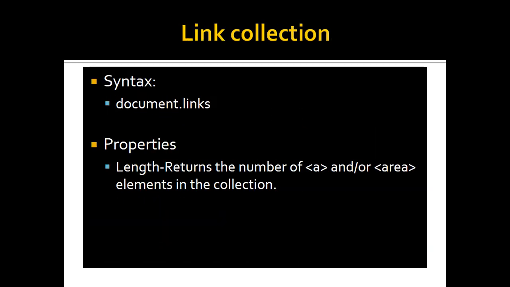Hope it is clear. Its syntax is document dot name of the collection. If you want to get the links collection, the syntax is document.links. It has a property called length. This length returns the number of A and area tag elements in the collection. Hope it is clear.